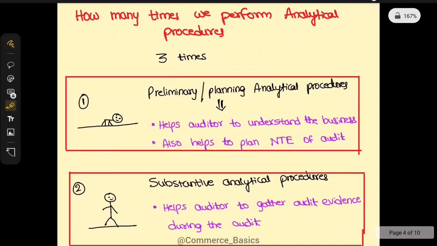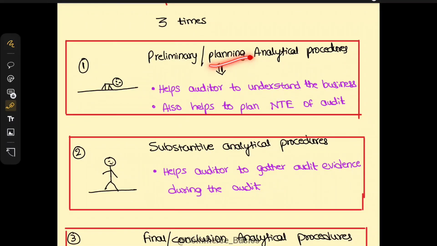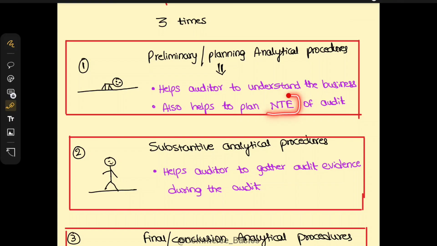Next, how many times do we perform the analytical procedure? Generally three times, as we already discussed. The first is the planning phase or preliminary phase. In this phase we are going to do analytical procedures. But why do we have to do analytical procedures at the beginning of the audit? At the beginning of the audit, the auditor doesn't know anything about the company or what to perform and how to perform it. So if you do analytical procedures, it will help him understand the business. The first point is he has to understand the business, so he has to do an analytical procedure. And after understanding the business, he also has to plan the nature, timing and extent of the audit.